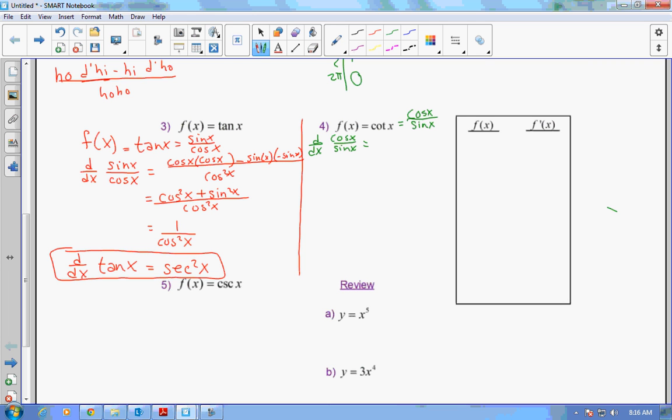Ho d hi minus hi d ho over ho-ho. What's the ho? Sine x times the derivative of the hi. Derivative of cosine: negative sine x. Minus hi, cosine x, times the derivative of the low, cosine x, all over ho-ho, sine squared x.